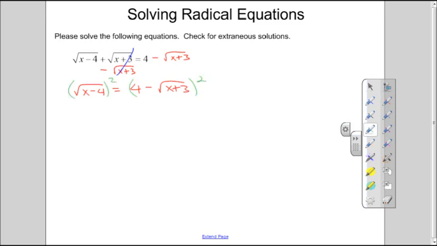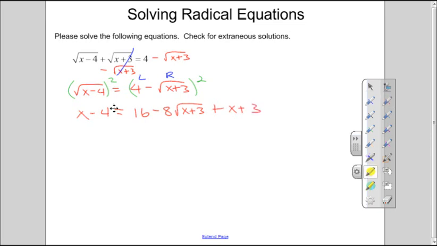Okay? The left side should be decently easy. It's this x minus 4 is equal to, and now when I go to square the right side of the equation, I'll look at my L and R model and do L squared, which is 16, L times R doubled, which is negative 8 times a quantity, root x plus 3. Okay? And then my right squared becomes a positive x plus 3.